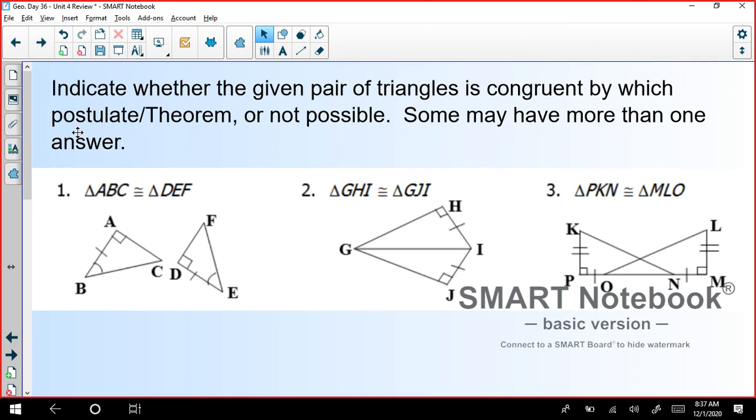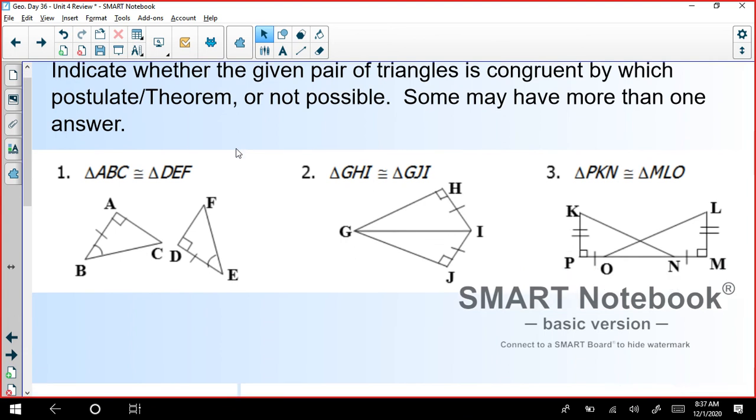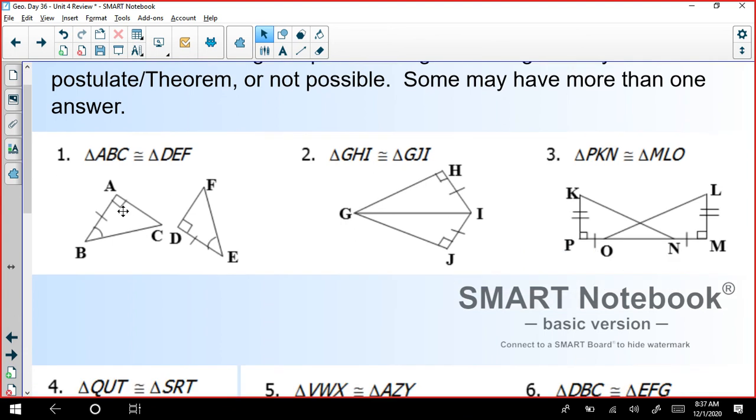Okay, I want you all to use your chat and indicate whether the given pair of triangles is congruent by which postulate or theorem, or not possible. Some may have more than one correct answer. Use your chat and tell me which postulate or theorem you can use to say these triangles are congruent. First, second, and third, use your chat. I will give you a minute.